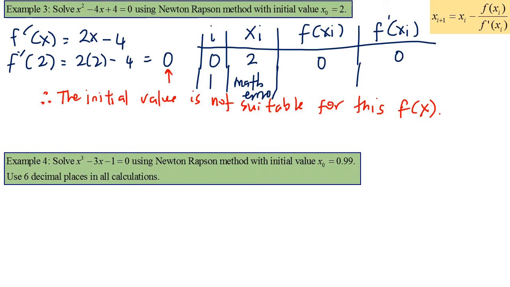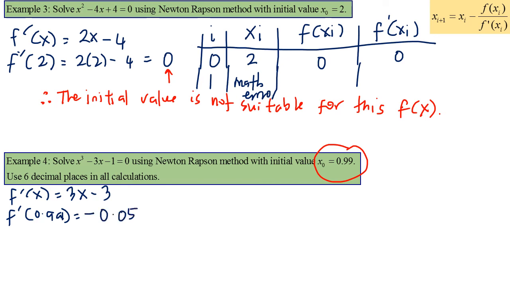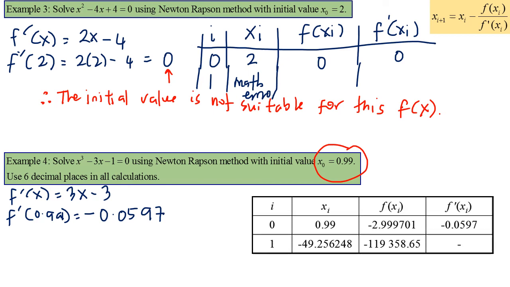Next, how about the same question, but now with the initial value 0.99. As usual, we differentiate it. I get 3x squared minus 3, and then I substitute 0.99. I get negative 0.0597. But I don't know whether this value is suitable or not, whether it is close to 0 or not. No worry, just continue it.